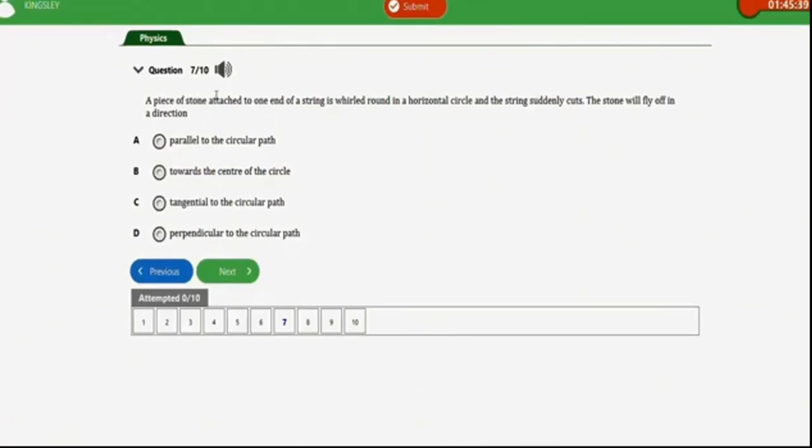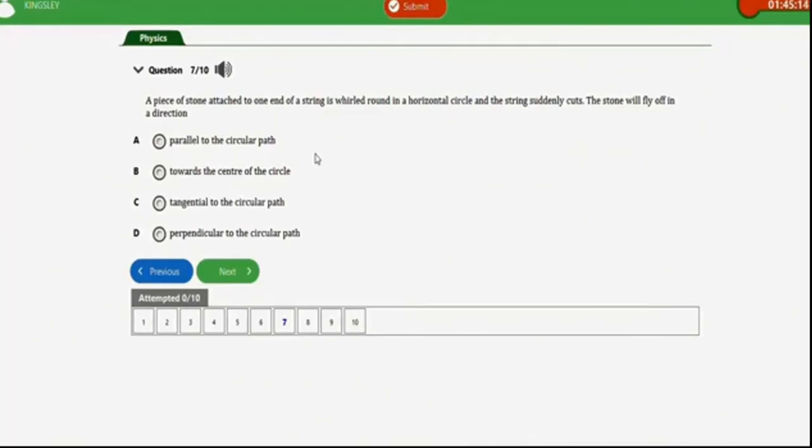It says a piece of stone attached to one end of a string is whirled around in a horizontal circle and the string suddenly cuts. The stone will fly off in a direction: A, parallel to the circular path; B, toward the center of the circle; C, tangential to the circular path; D, perpendicular to the circular path.